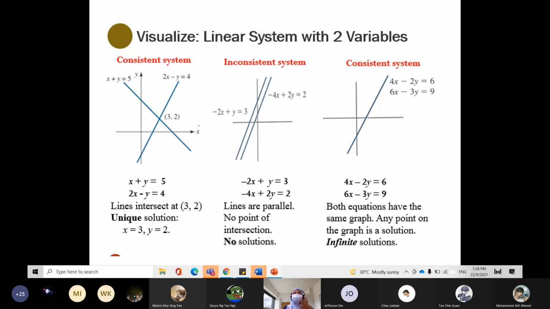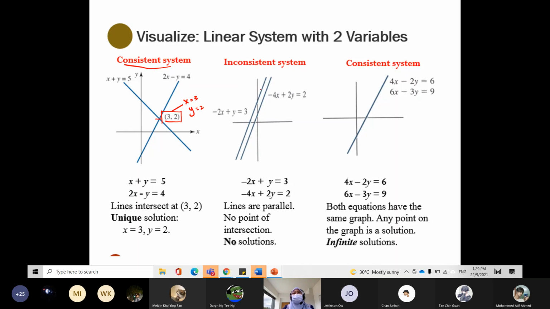Okay, so this one is the example. You have two variables, x and y. When you graph it in the coordinate x and y, you can see that if you have an intercept, for example this one, it intersects at point (3, 2). So this (3, 2) is your solution. We know that x equal to 3, y equal to 2 is your answer. So this one we call a consistent system with one solution.